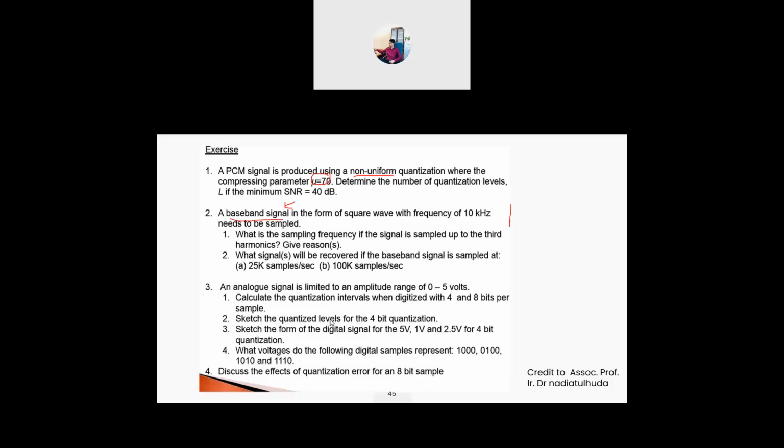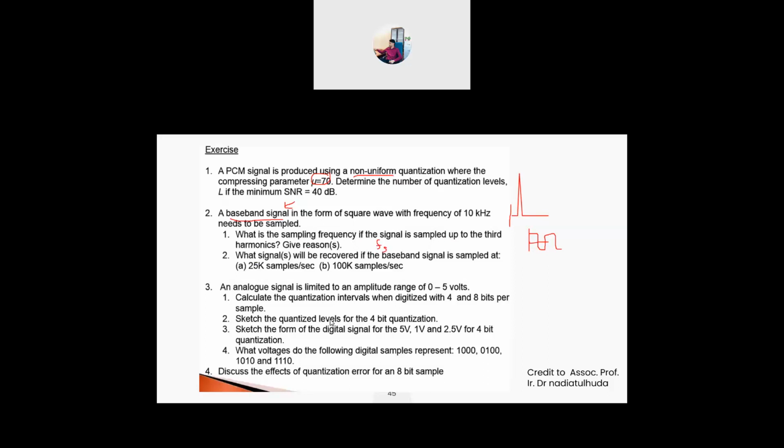So with a frequency of 10 kHz, square wave. So you're going to have a square wave, depending on the amplitude, whatever. With a frequency of 10, what is the sampling frequency if the signal is sampled up to the third harmonic? Give reason. What is the sampling frequency if the signal is sampled up to the third? So what is FS here?